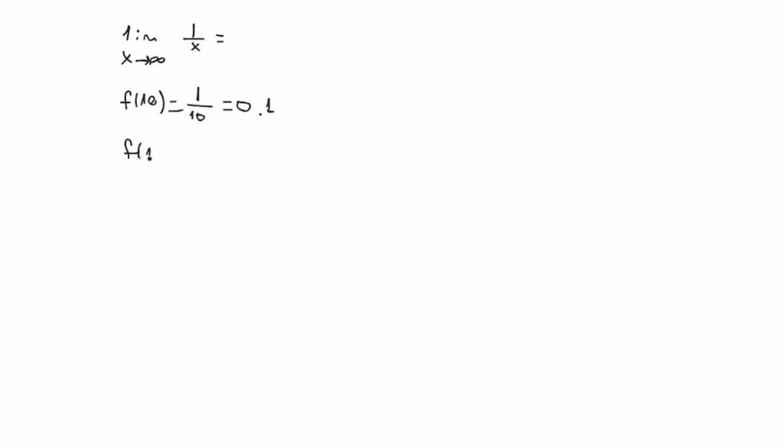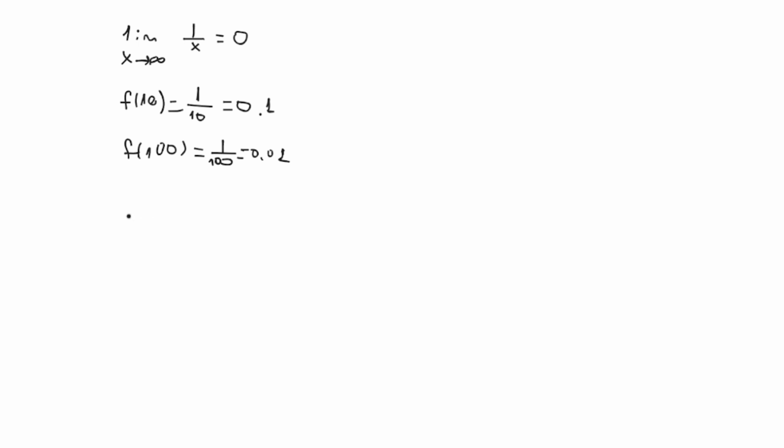f of 100 is equal to 1 over 100, which is 0.01. And we know that 0.1 is more than 0.01, and also that 100 is more than 10. So here we can say that as x gets larger and larger, the value of this function gets closer to 0. So we can say that as x goes to infinity, the value of this function goes to 0. So the answer to this question is 0.